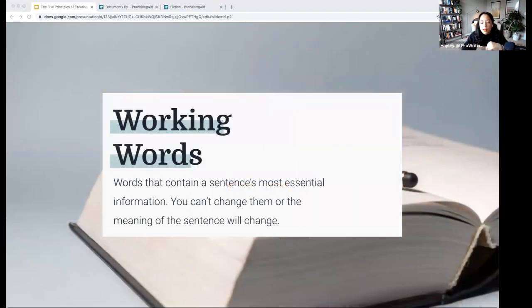Working words are the words that contain a sentence's most essential information. You can't change them or the meaning of the sentence will change. So if we think all the way back to when I said that mini movie sentence, Hayley put on red lipstick. Hayley in that sentence is a working word because I couldn't switch Hayley for Michelle or the meaning of the sentence would change. I couldn't switch Hayley for Andrea or the meaning of the sentence would change. I couldn't switch red lipstick to blush or the meaning of the sentence would change, right? Working words are the most essential information in your sentence, words that you cannot change without changing the meaning of the sentence.